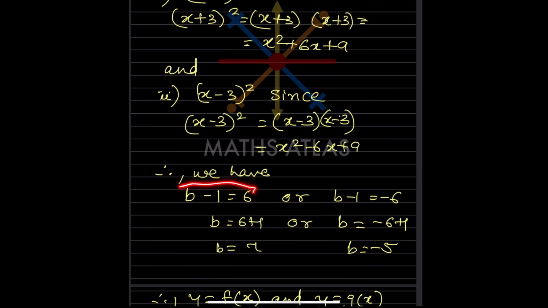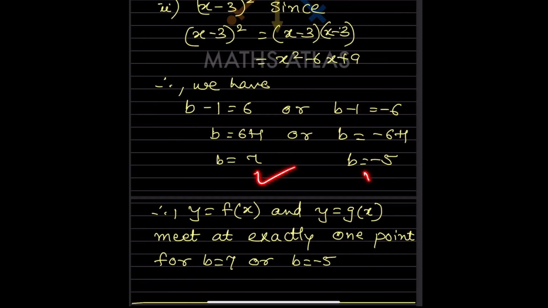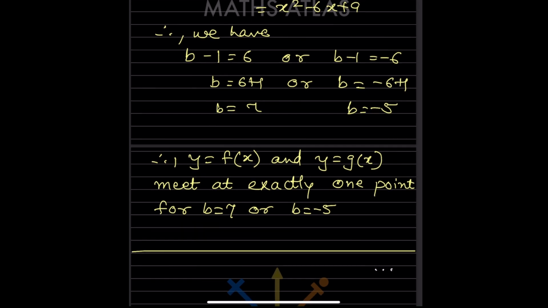So now let us solve for this part. Here b will be 6, and minus 1 will go on that side, so that will be 6 plus 1, so b is 7. Or here b minus 1 is minus 6, this will go on the other side, so b is minus 5. So we got these two b values. So y is equal to f of x and y is equal to g of x meet at exactly one point for b is equal to 7 or b is equal to minus 5.